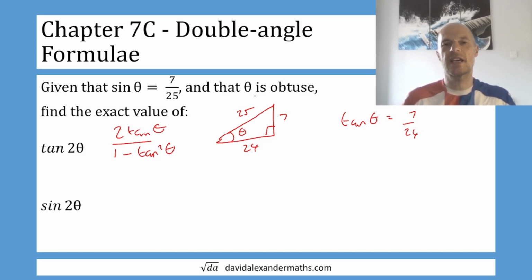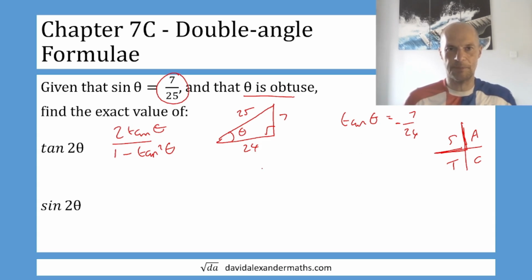Now we need to be careful. It says theta is obtuse. So think of your CAST diagram. If it's obtuse, it is between 90 and 180, so it's in this quadrant here where sine is positive. We can see sine is positive, so that means tan is negative. So the tan of theta is negative 7/24.